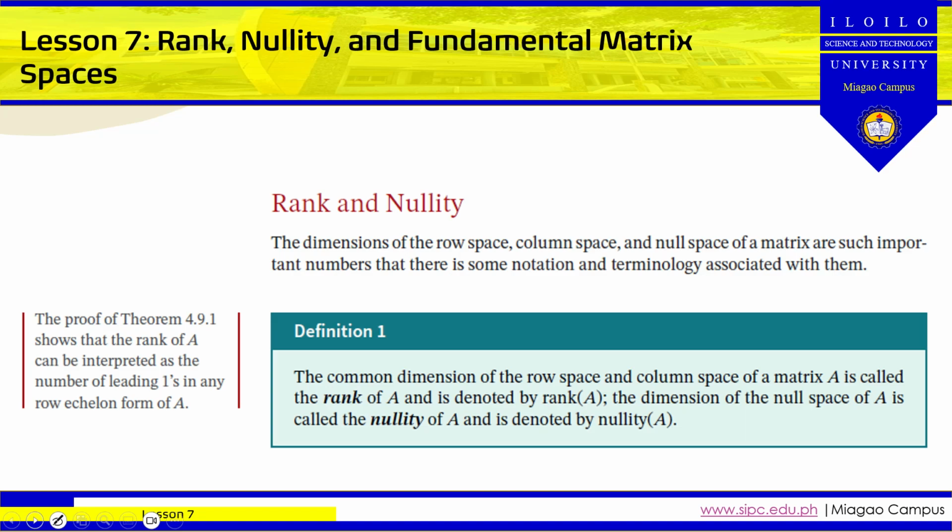Rank and nullity. The dimensions of the row space, column space, and null space of a matrix are such important numbers that there is some notation and terminology associated with them. Theorem 4.9.1 shows that the rank of A can be interpreted as the number of leading ones in any row echelon form of A. By definition, the common dimension of the row space and column space of a matrix A is called the rank of A, and it is denoted by rank A. The dimension of the null space of A is called the nullity of A, and is denoted by nullity A.